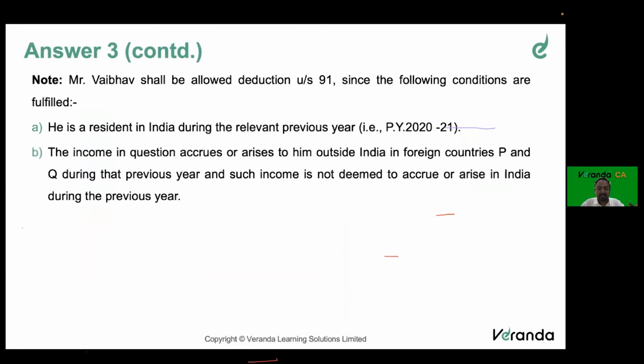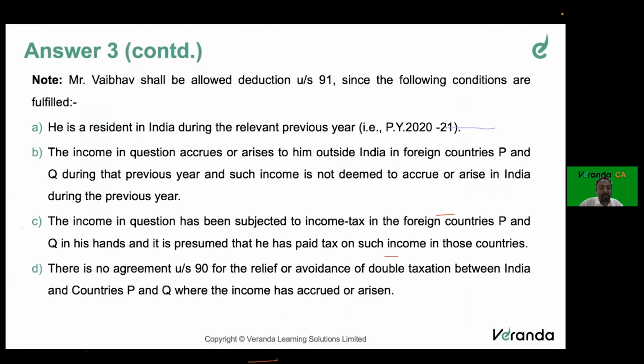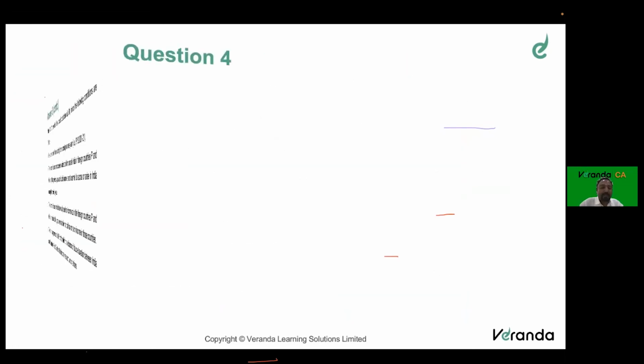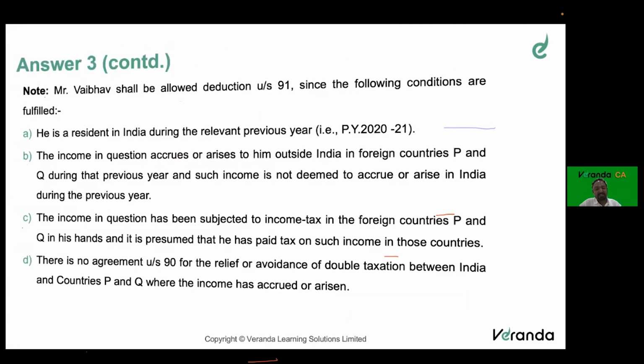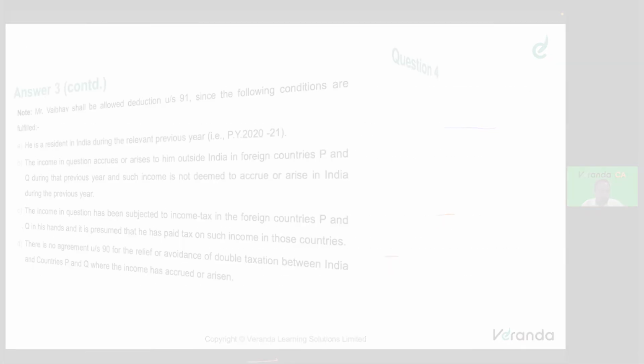Basically, you must be a resident. The income should have arisen from another country, and it should not be an Indian income. And of course, taxes should be paid on that particular income in that country. And there should be no agreement. So that's one of the important conditions. These are the conditions for you to claim benefits under section 91, that is foreign tax credit under section 91. So hope you are clear with this.